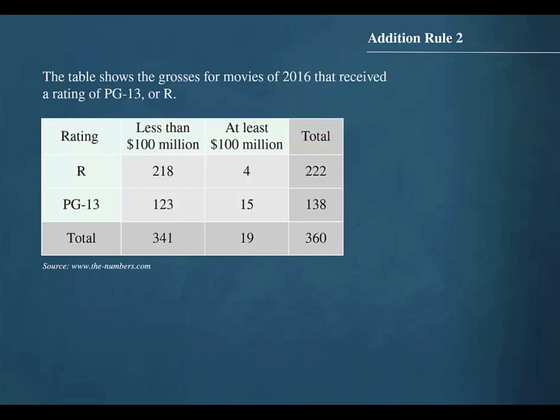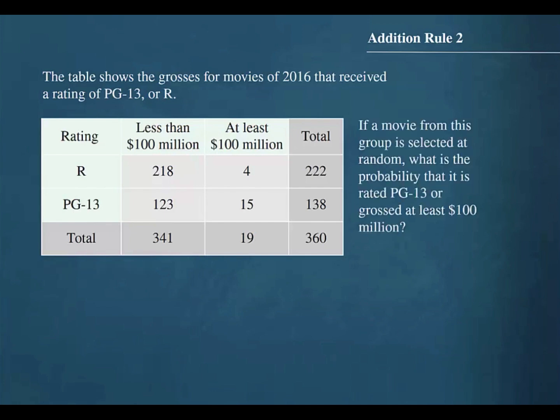Second addition rule. The table shows the gross for movies of 2016 that received a rating of PG-13 or R. If a movie from this group is selected at random, what is the probability that it is rated PG-13 or grossed at least $100 million?